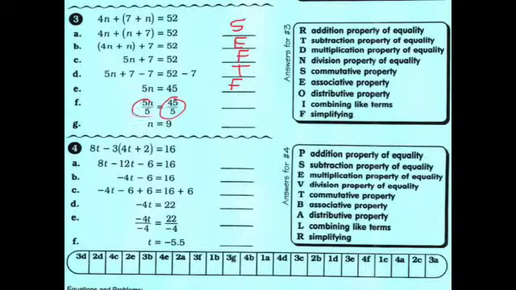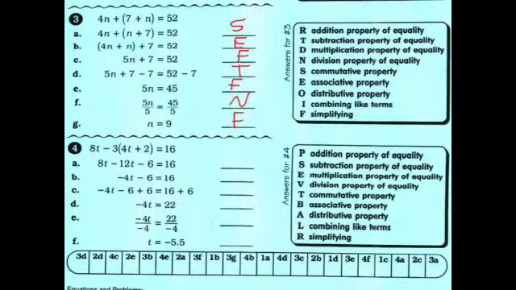Here, there's a new operation going on, which is division. They're dividing both sides by 5. And what lets you divide both sides by 5 is the division property of equality. And then the last step there is just simplifying some more, which is F. And so that's what we're going on there.